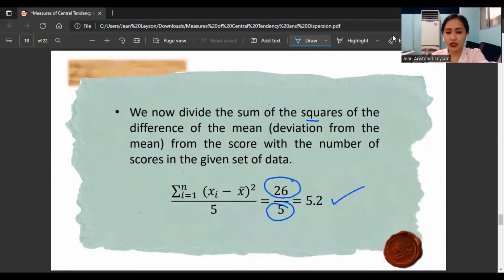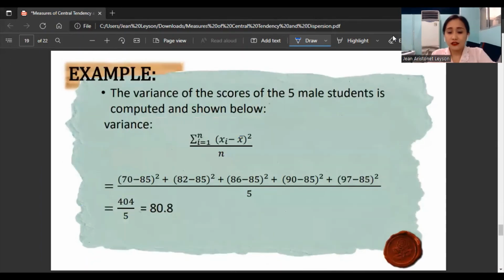So that's 5.2. Now let's solve for the variance of the scores of the 5 male students. This is the formula, by the way: the summation of the quantity of x sub i minus x bar squared, where i is from 1 to n. These are the grades of the male students: 70, 82, 86, 90, 97.